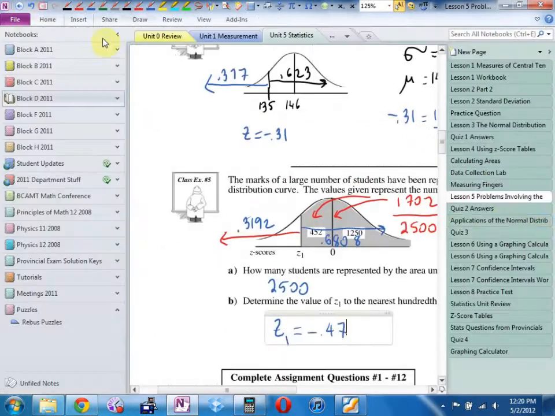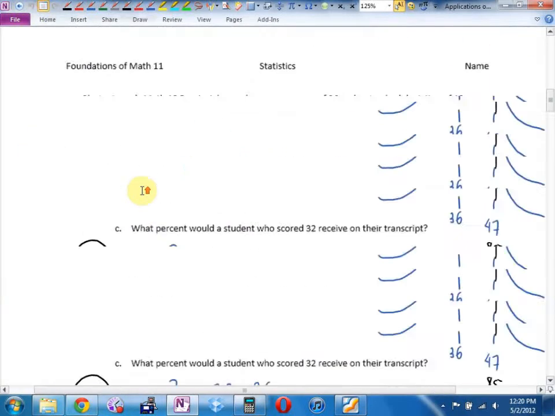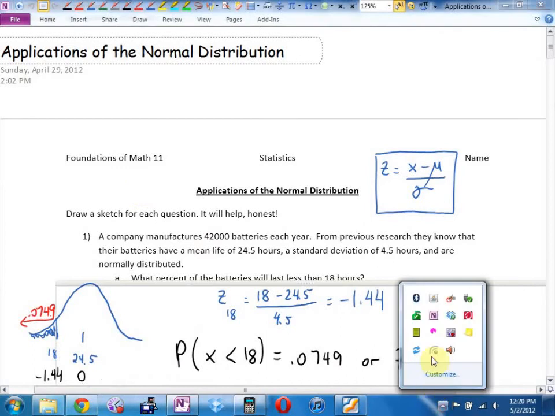Can you get out the handout that I gave out last day, this one called Applications of the Normal Distribution? We're going to use this as some examples. Keep this handy, but then I have another handout as well.